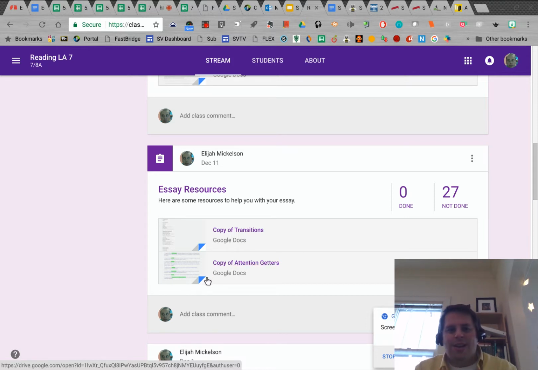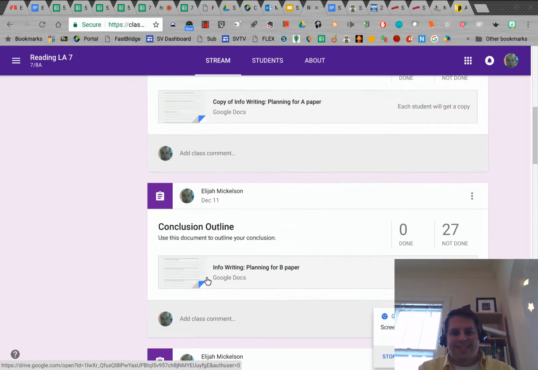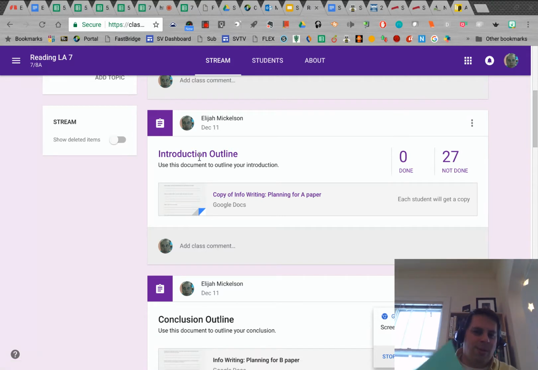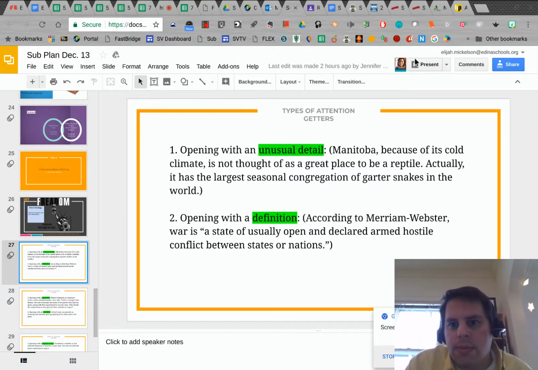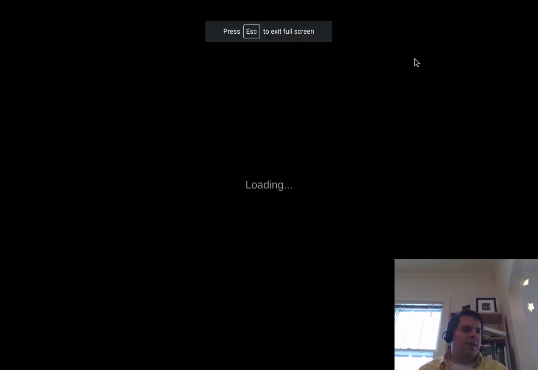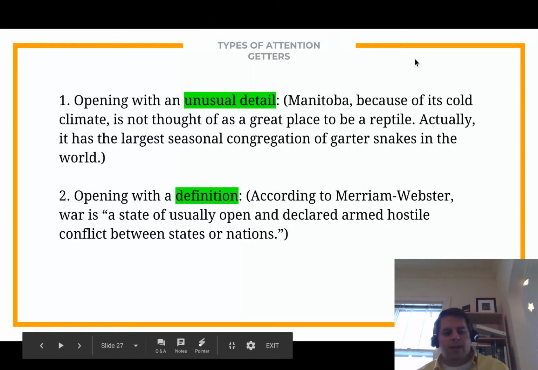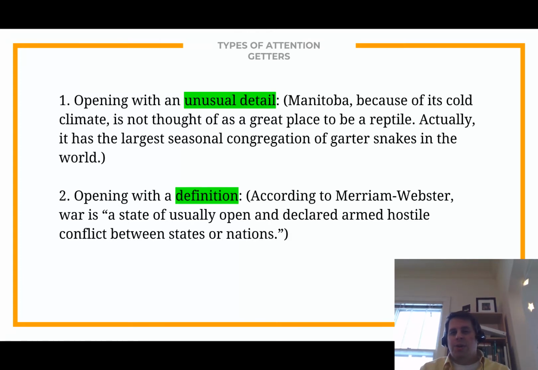I want to talk about what an attention getter is and how you can go about using it in your introduction. Because if you look at this outline for the introduction, maybe on the green sheet, it says we want to put an attention getter as the first thing in our introduction. So let's go through what those are. Let's talk about attention getters. When you start an essay, you want to have something that grabs your readers, something that gets their attention, and gets them at least sort of understanding what you're going to be writing about, even in the first few sentences.